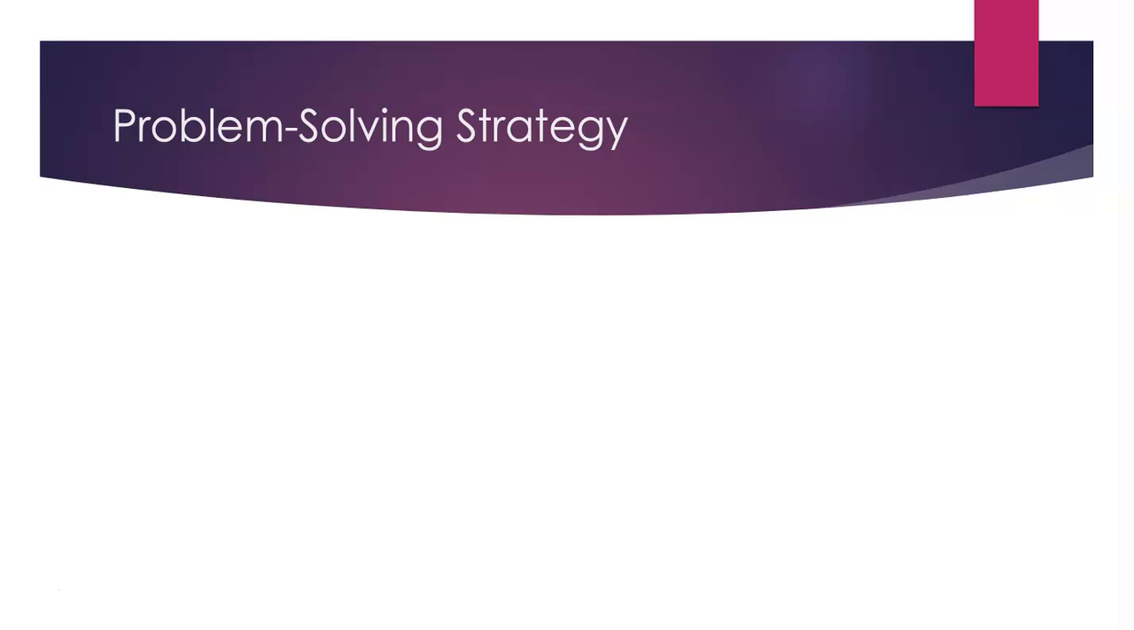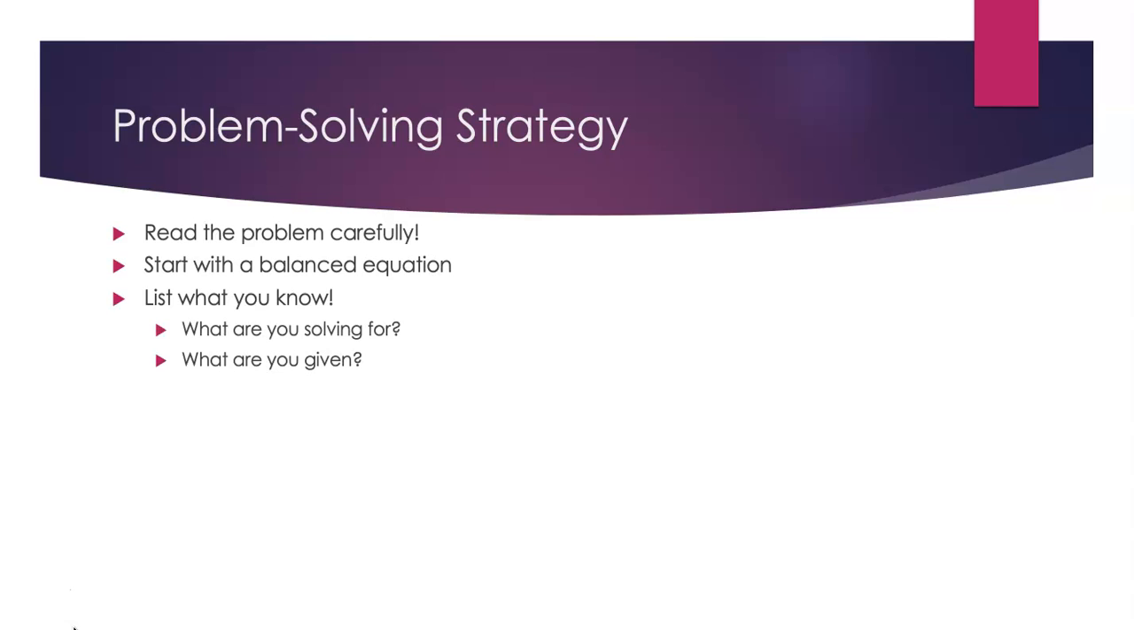Before we get out our calculator and start setting up a problem, let's talk about a strategy for handling these stoichiometry problems. First, it's really important that you read the problem carefully. That's always really necessary with word problems. And you need to start with a balanced equation, or none of this is going to work out the way you want. Once you've got that balanced equation, read the problem carefully, like I said, and list out what you know. Make sure you've identified what you're solving for and what information is provided in the problem.